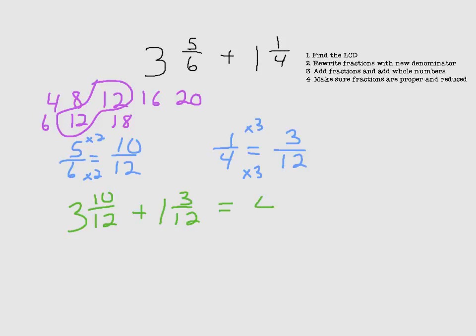Now our next step is to add the fractions and the whole numbers. So 3 plus 1 is 4. Those are our whole numbers. And then 10/12 plus 3/12. Remember, we leave the denominator the same, and we're going to add our numerators. 10 plus 3 is 13.